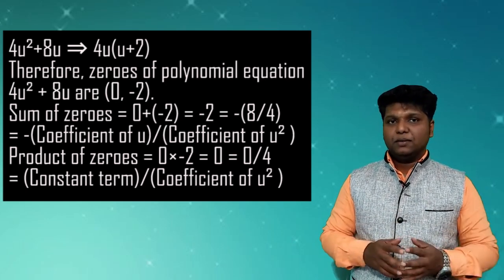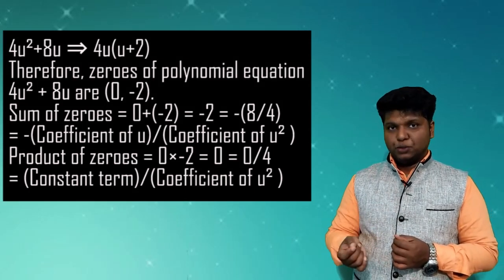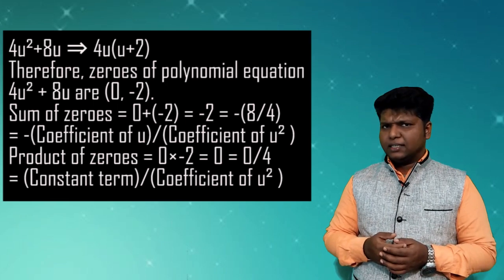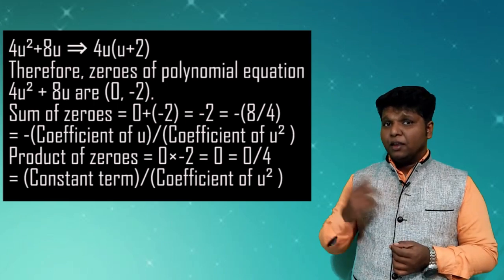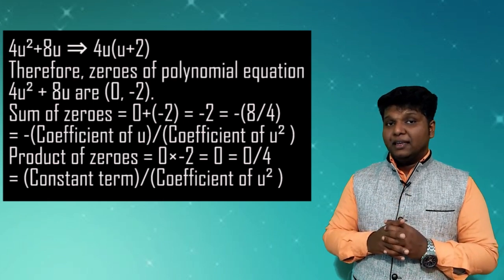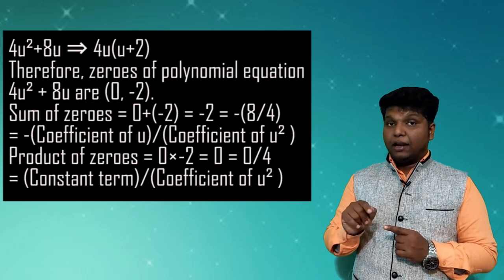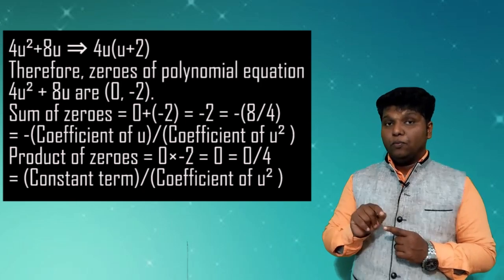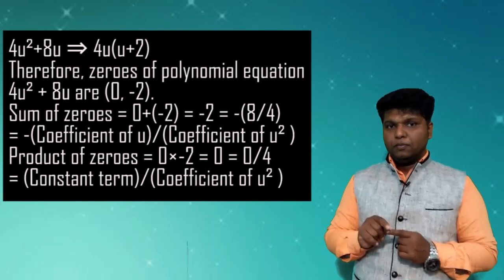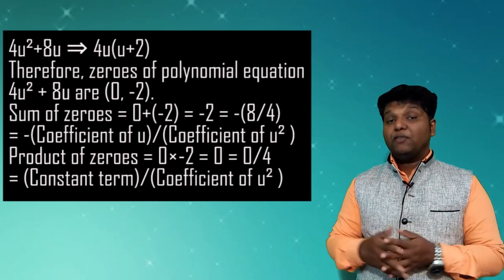Now, let us verify that. What is alpha plus beta? It is 0 plus minus 2. That means minus 2 itself. Let us check whether it is minus b by a. What is minus b by a? Here, what is your b? It is 8. So minus b means minus 8 divided by, what is your a? It is 4. So minus 8 by 4. It's minus 2 itself, right? Yeah. So it's verified.